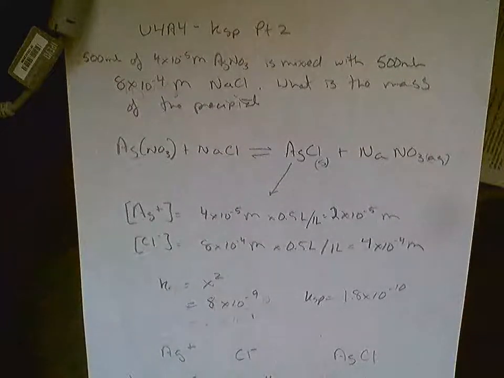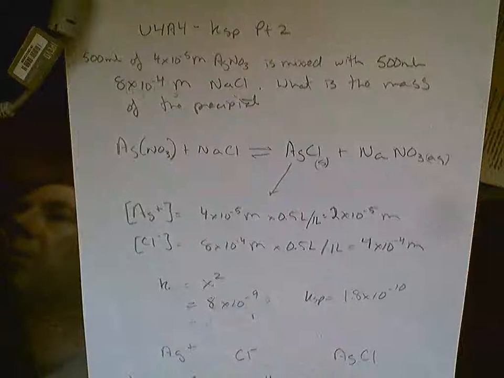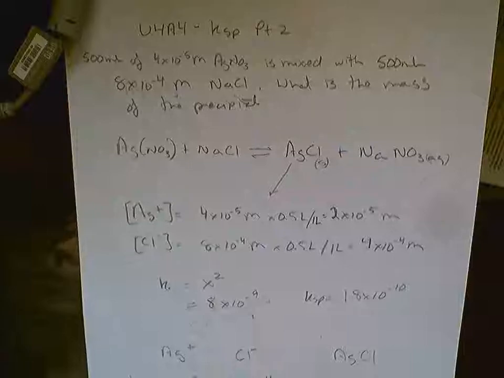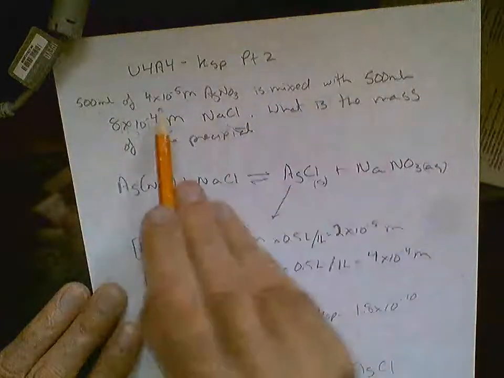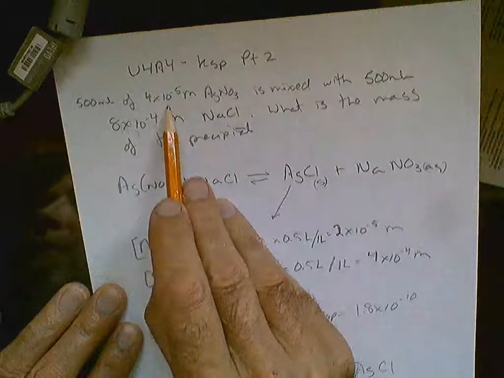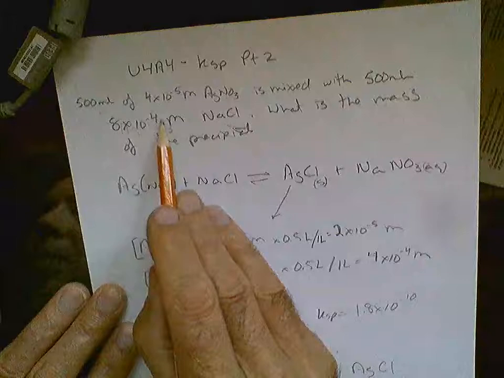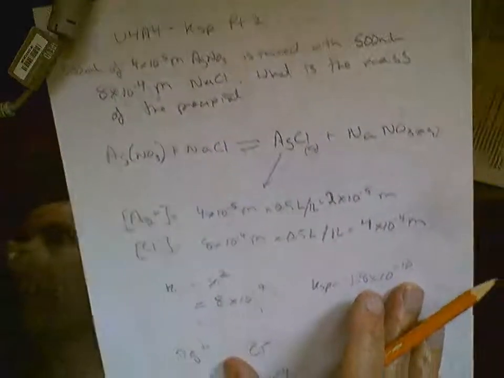Okay, this is a major type of problem that you're going to have to do in U4A4. So this video here is probably more important than the first one. What you're going to do here is you're going to be mixing things. So you're going to have 500 mils of two solutions. You've got 4 times 10 to the negative 5 molar AgNO3 and 8 times 10 to the negative 4 molar NaCl. And what is the mass of the precipitate?